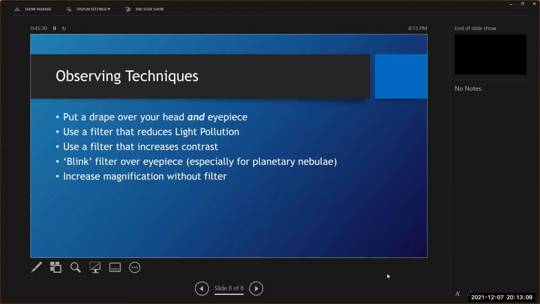But when we get down to deep sky filters, like Jim said, if you go out to a really dark place, you can begin to get a little bit more value out of these deep sky filters. Probably, if you do or do not have a filter, I would say that the very first observing technique to improve views is to put a towel or a drape or something dark over your head and the eyepiece so that no stray light is coming in.